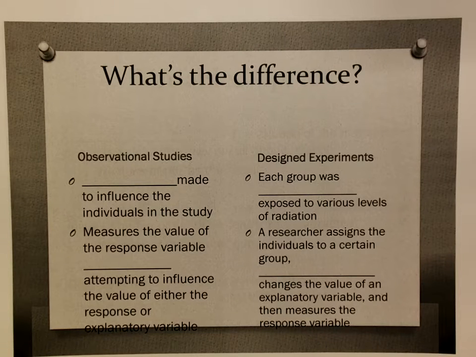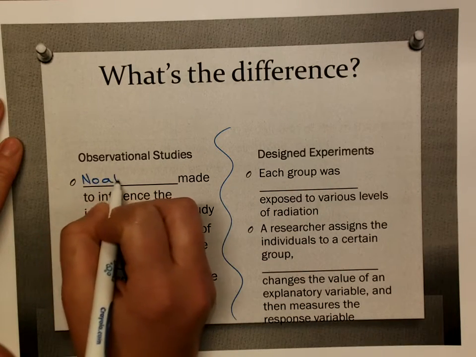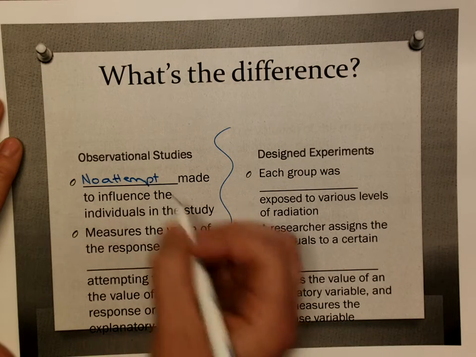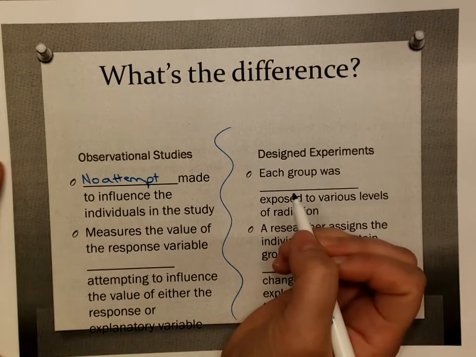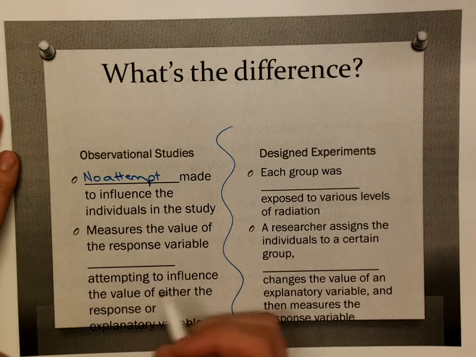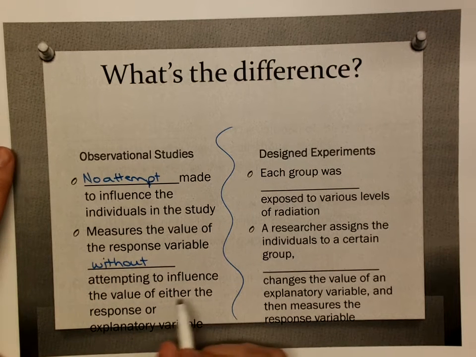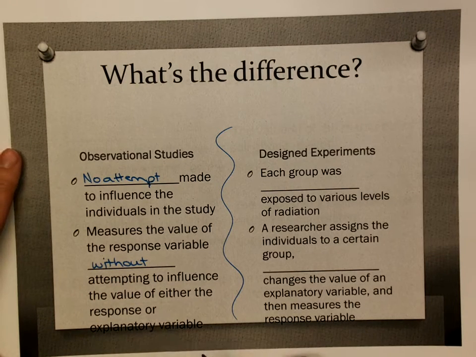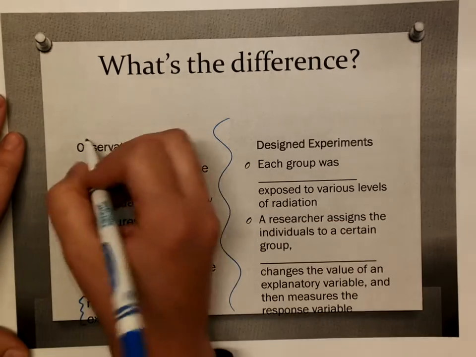So let's kind of discuss some of the key points that are different. In an observational study, no attempt is made to influence the individuals in the study. They didn't expose them to anything. They didn't ask them to do anything. They were just interviewing them. So in an observational study, we measure the value of a response variable or an output without attempting to influence the value of the response or the explanatory variable. And I'll discuss those words in just a minute.